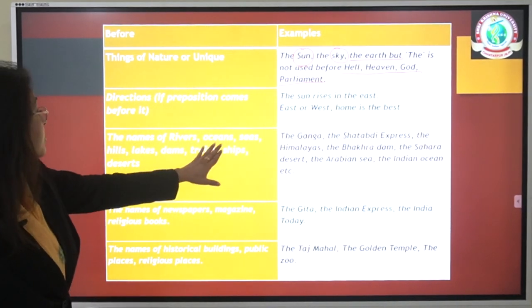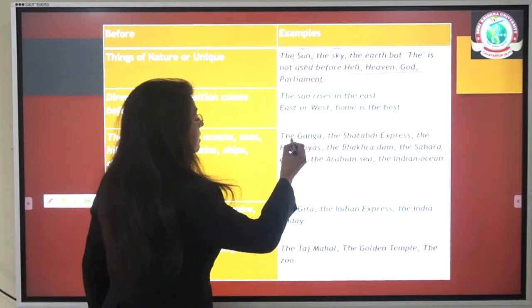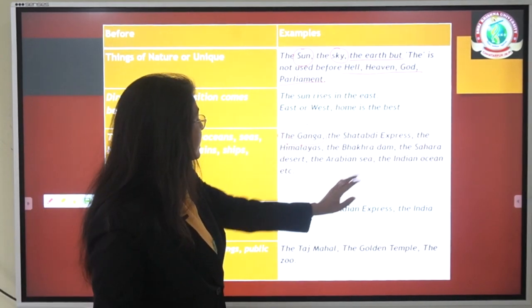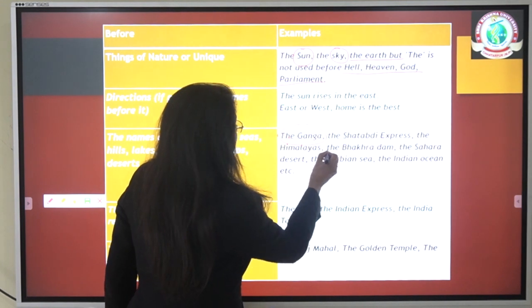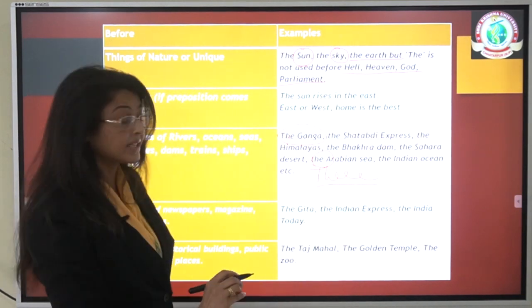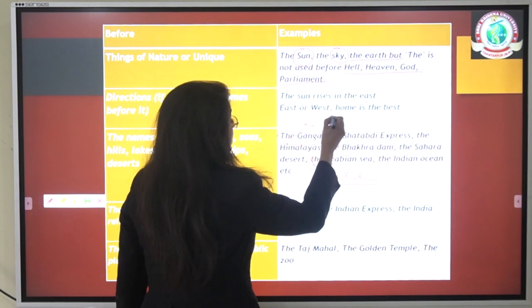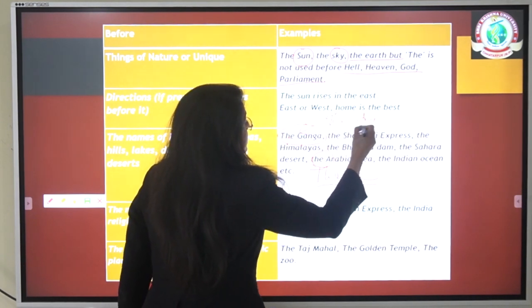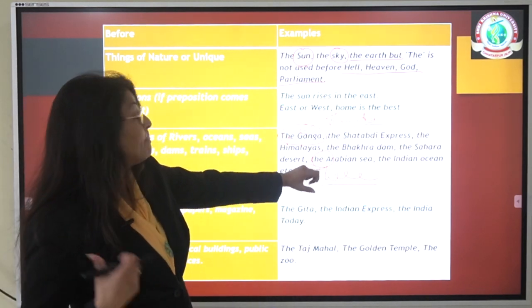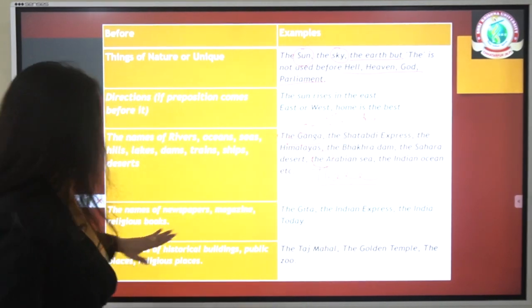The names of rivers, oceans, seas, hills, lakes, dams, trains, ships, deserts, all these things take "the", because everything is one of its own kind. Here are examples: the Arabian Sea, where the sound will be "the". The Ganges or the Ganga, the sound is a consonant sound, so it will just be "the", okay? This depends on the beginning sound, not the letters, again the beginning sound, okay?